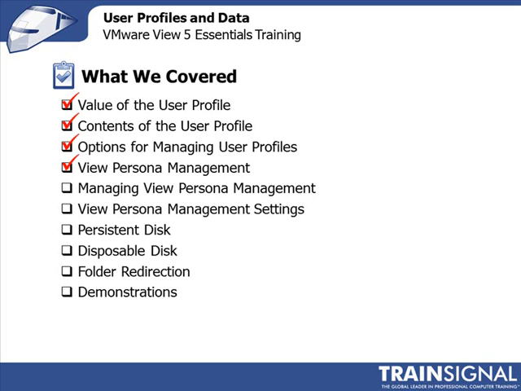Then we dove in deep on the View Persona Management and gave a high-level overview of what it is, how to manage it, and the major settings that you have available. We then covered the persistent and disposable disks, and how they can help manage your user profile and the size of your linked clones. The final thing we discussed was folder redirection, and how you can use it to manage your user data and keep it outside of the profile.